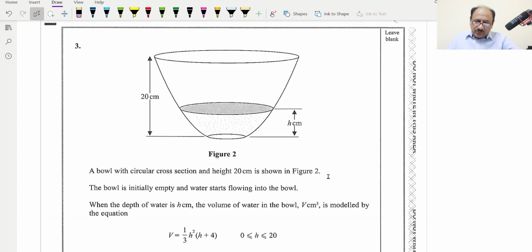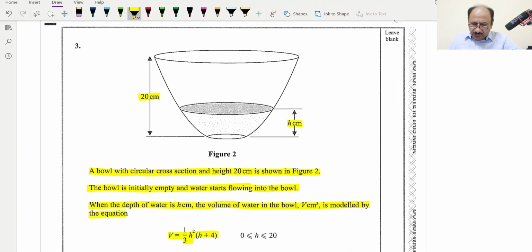A diagram is also provided. They're saying a bowl with circular cross section and height 20 centimeters. This height of 20 centimeters is shown in figure 2. The bowl is initially empty, and water starts flowing into the bowl. When the depth of the water is h, the volume of the water in the bowl, V centimeter cubed, is modeled by the equation.